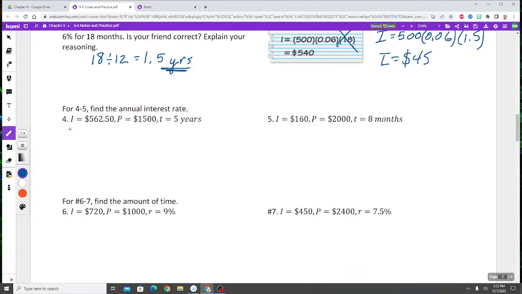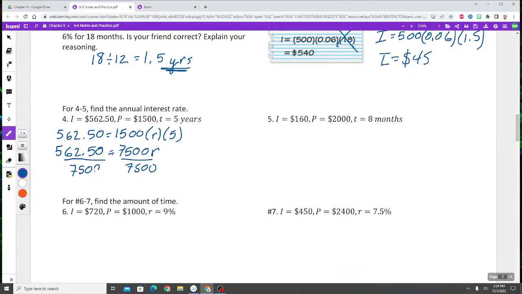Number four, we want to find the annual interest rate. So I is 562.50. Principal is 1,500. We don't know the rate. We know the time is 5. Multiplying the principal and the time together, we get 7,500. We divide both sides by 7,500. When doing so, we get 0.075 for R, but we have to multiply that by 100 to give us 7.5%.